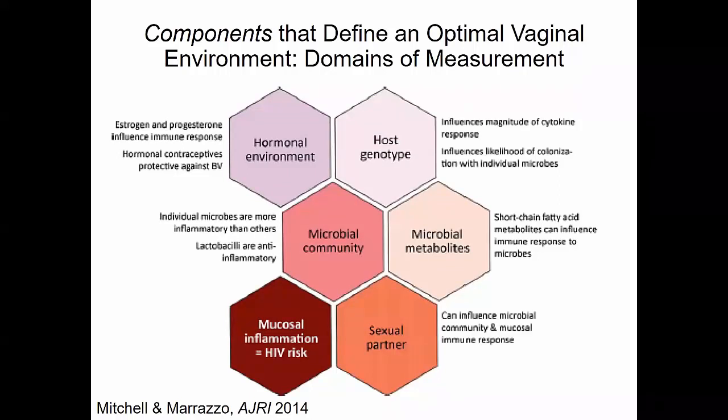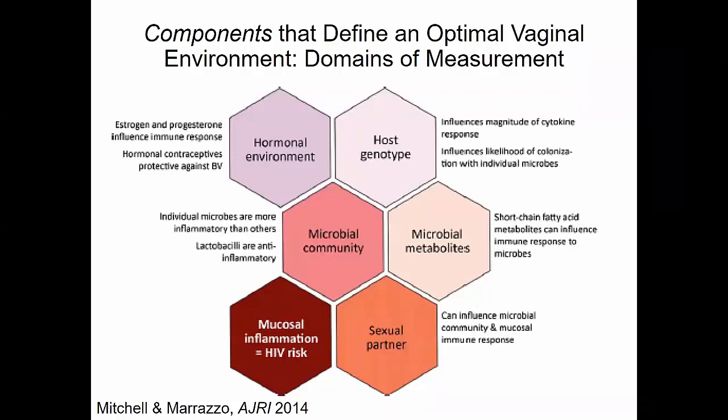And I really like this graphic. I'm sorry, it's a little bit blurry. But what it's saying is that if you go down to that dark cell on the left-hand lower side, the thing that probably mediates all of the bad stuff around having a suboptimal bacterial community or inflammation in the environment is mucosal inflammation, and that does increase your risk of HIV and STI. But what gets you there? How is that generated?